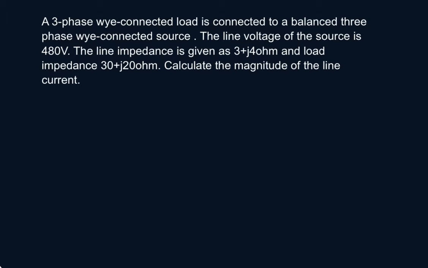A three-phase Y connected load is connected to a balanced three-phase Y connected source. Oh, that's a lot of connected. So the line voltage of the source is 480 volt. You have been given a line impedance of 3 plus J4 ohms and load impedance. So the question here is asking for the magnitude of the line current.